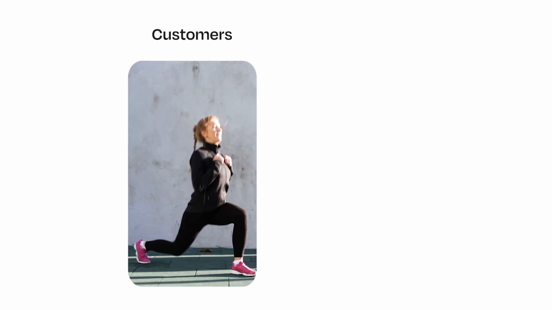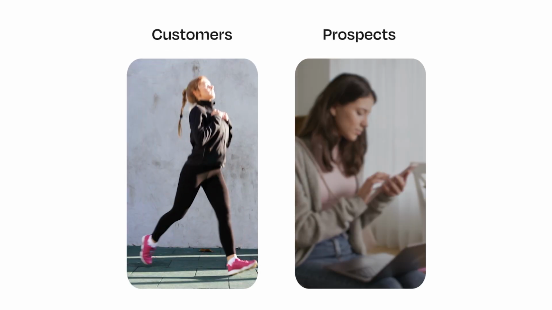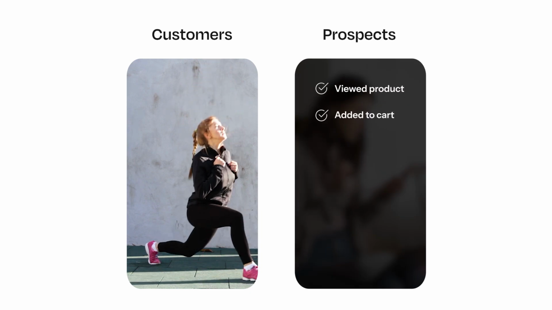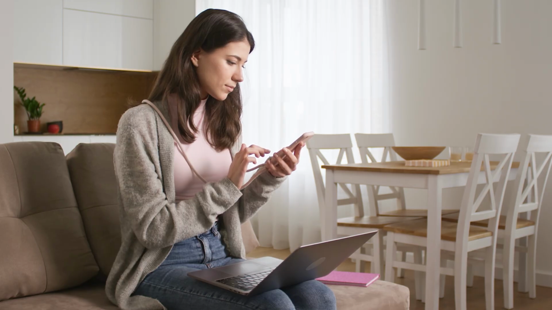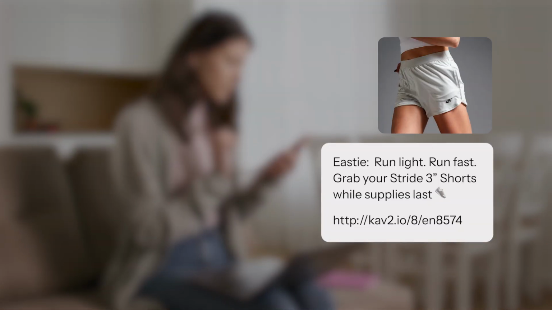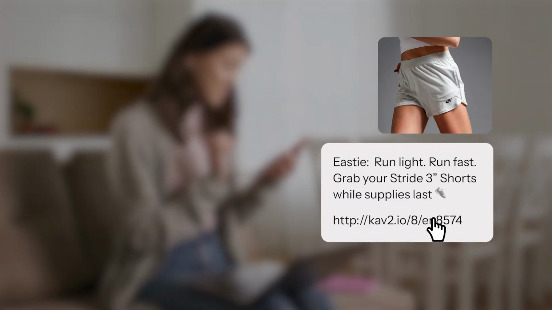foundation. As they grew, they layered on some common e-commerce segments, like customers versus prospects, based on whether they viewed products, added to cart, or placed an order. These layered segment parameters helped Eastie tailor their messaging a bit more, and they started seeing better results. But here's where things got interesting.